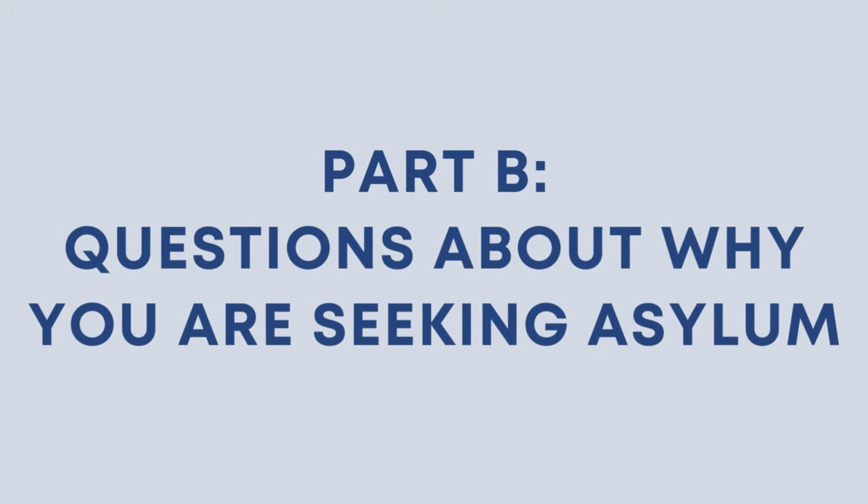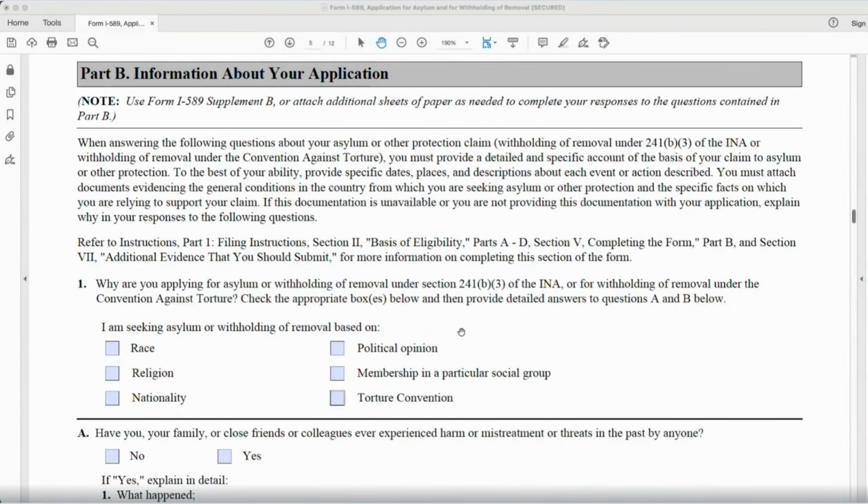Part B. Questions about why you are seeking asylum. The next part of the application asks questions about why you are seeking asylum. This section asks you to provide information about harm you experienced or are afraid of experiencing in the future if you have to return to your country. If there is more than one reason that you are afraid to return to your country, do your best to explain all the reasons. To win asylum, you must show all of the following things.